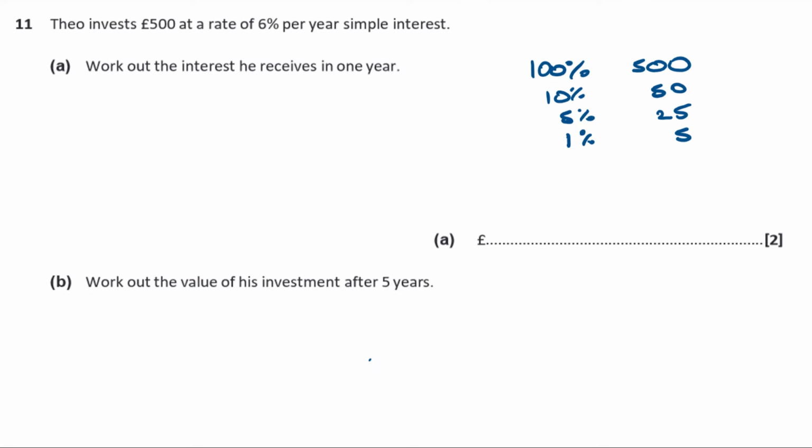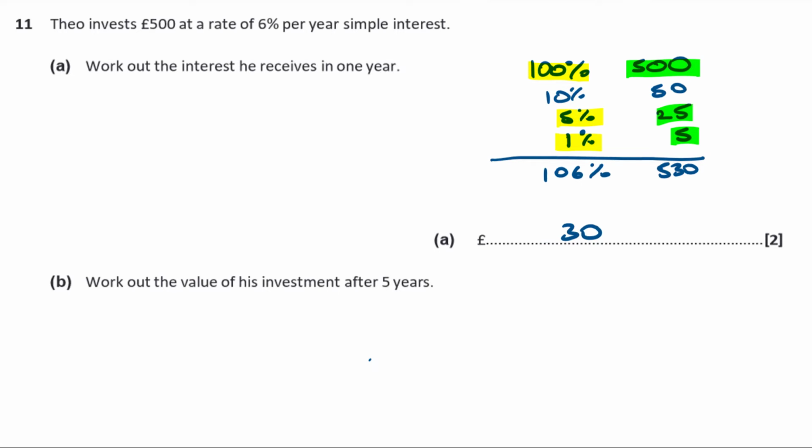Okay, so if he receives 6% interest, he's going to start off with his 100%, and then he's going to add on 6%. So if I add the 5 and the 1 to the 100, that is going to give me 106%. Okay, doing the same thing over here, 525 and 5, that adds up to 530. Okay, so that's my answer from 30.